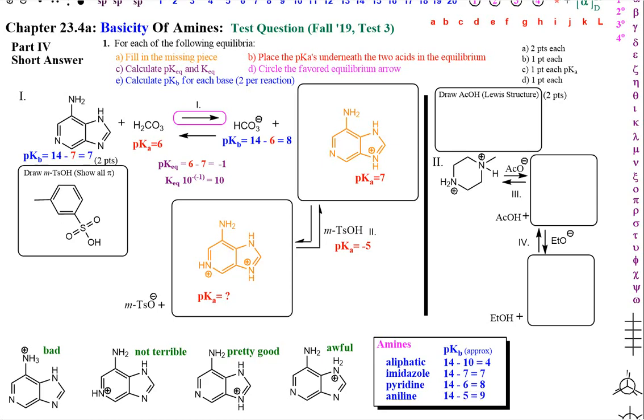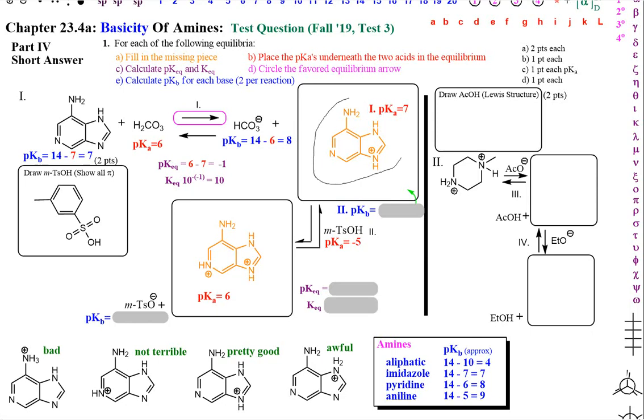Anilinium, pKa roughly 5, gives a pKb for aniline: 14 minus 5 is 9. And we're looking at a pyridinium species right here. That'll give us a pKa of roughly 6, right in there.